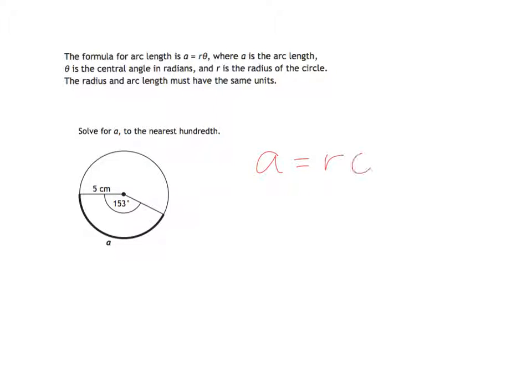A equals R theta. Theta is the central angle measured in radians, and that's important. It has to be measured in radians. And R is the radius of the circle.